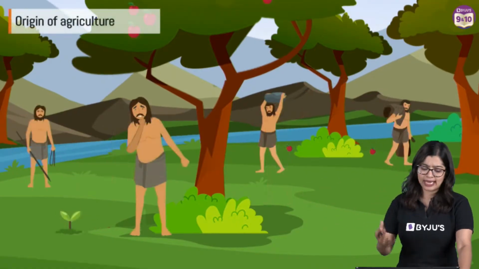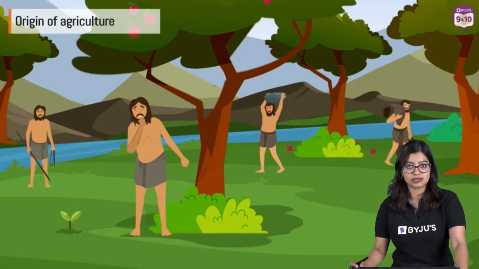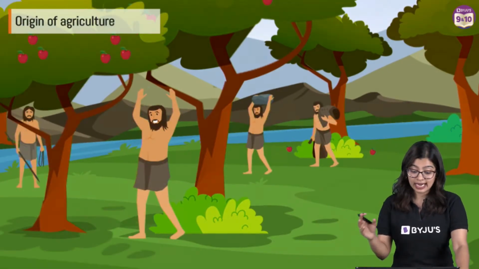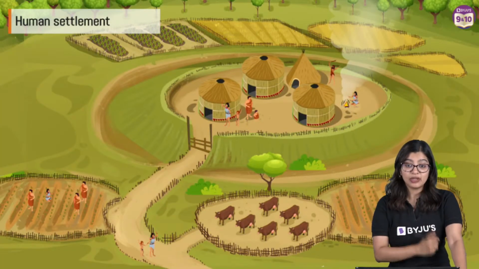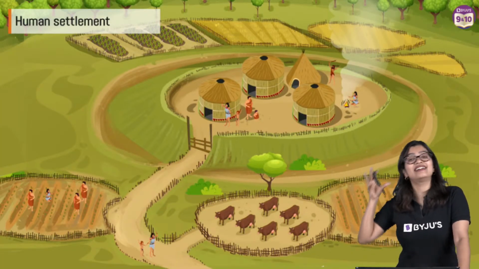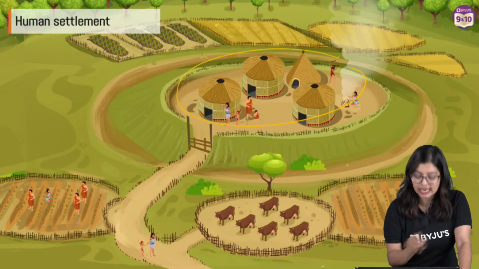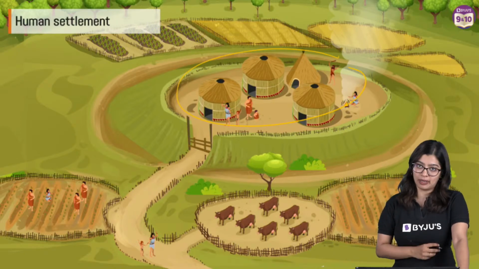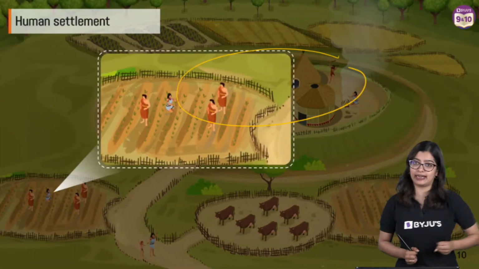So they would make the best of what was there in their surroundings, whether it be animal-based or plant-based. But when they decided to settle down, that is what is important. When they decided to settle down at one point and no longer go from one place to another, we saw that this was the origin of agriculture.